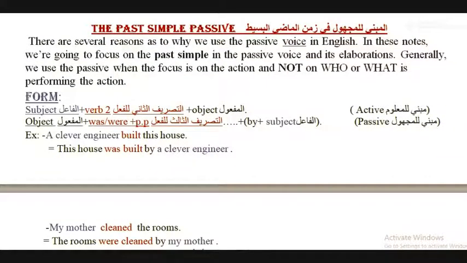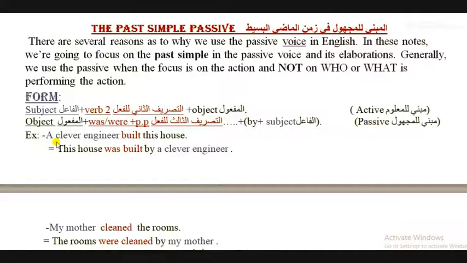As we said before, the active sentence starts with the subject plus verb, which means the second conjugation of the verb, plus object. But here in the passive, we start with the object plus was or were plus past participle plus by plus the subject.